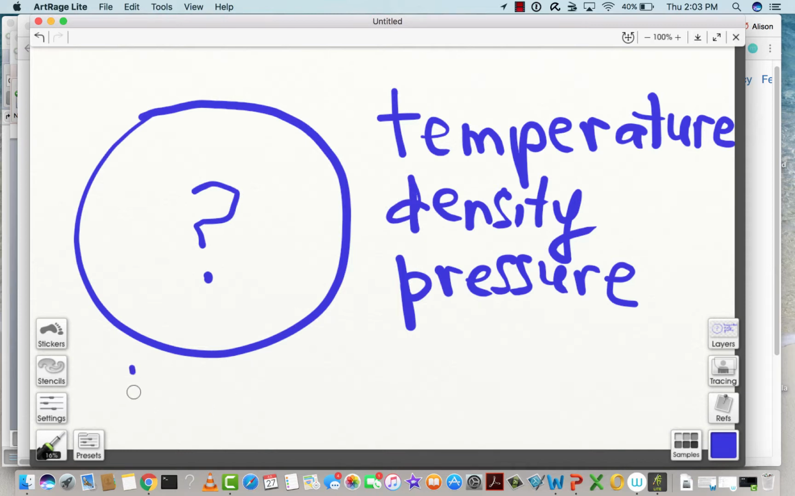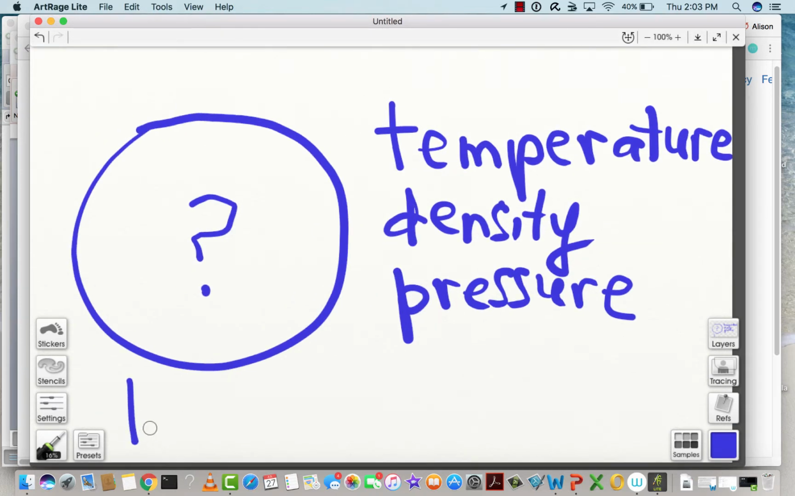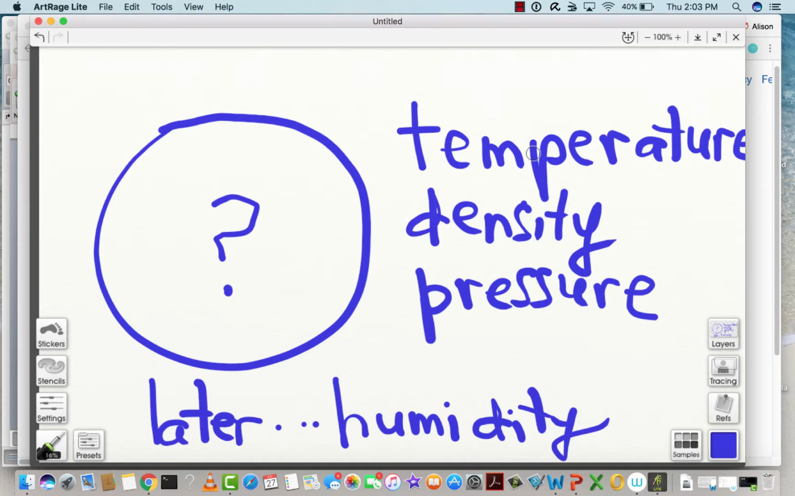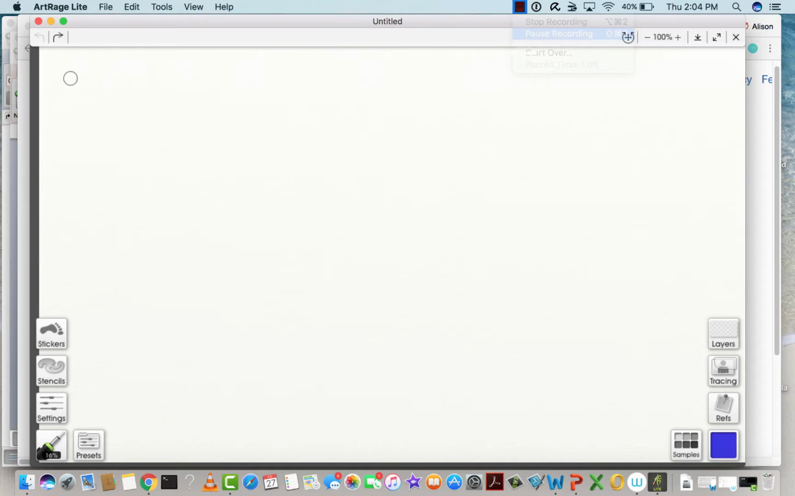And then maybe later on too, humidity. So these are three things that we need to understand and figure out how they work inside the parcel. So let's start with temperature.